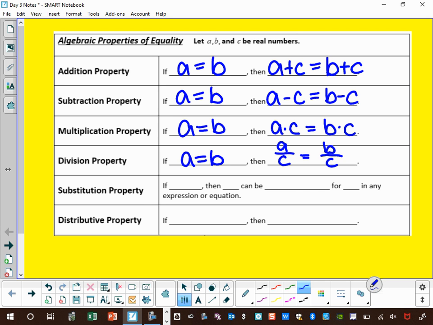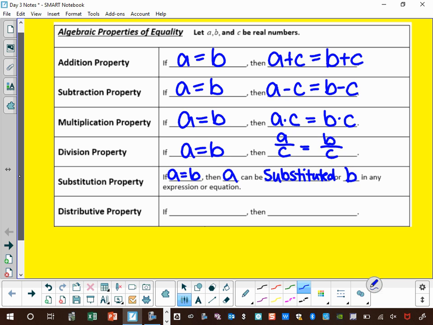Okay, so substitution. If A equals B, then A can be substituted for B in any expression or equation. That means if we can substitute A for B, they can be substituted at any time.